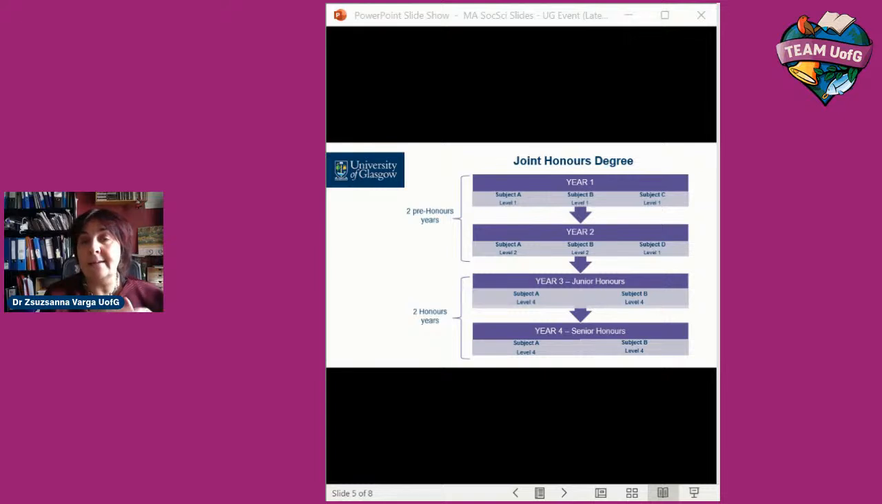The first 2 years are exactly the same because you don't need to make this decision at all. And then you are doing joint honors, which means you divide your time, attention, and indeed your dedication to your studies between two different subjects. You take half of your credits in sociology and half of your credits in politics. That is 60 sociology and 60 politics. And you do exactly the same in the senior honors year.